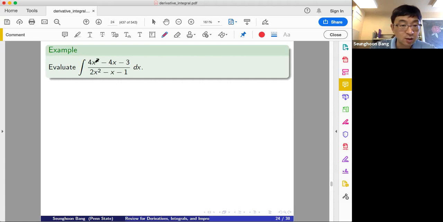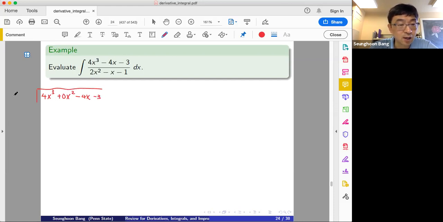So here, the top power is 3. The bottom power is 2. What does it mean? You have to use long division first. What's long division? Like this one. You can divide the numerator 4x cubed. We don't have an x squared term, so you can write 0 times x squared, minus 4x minus 3.